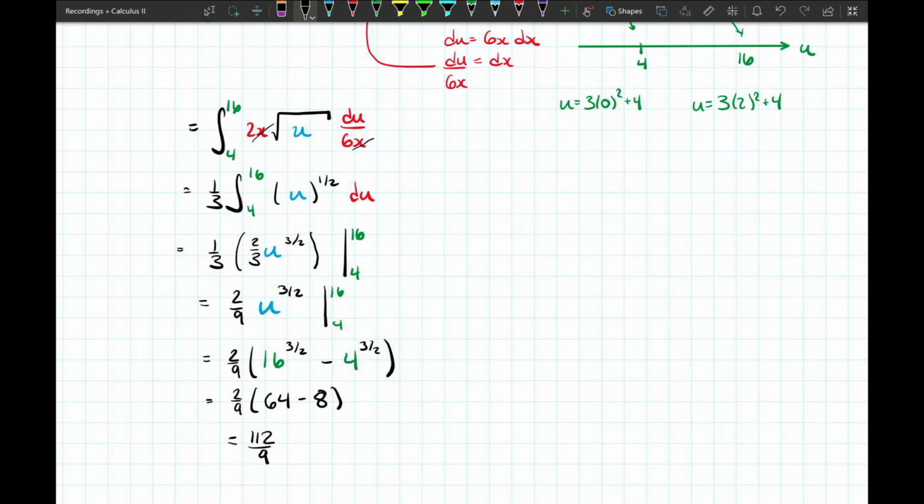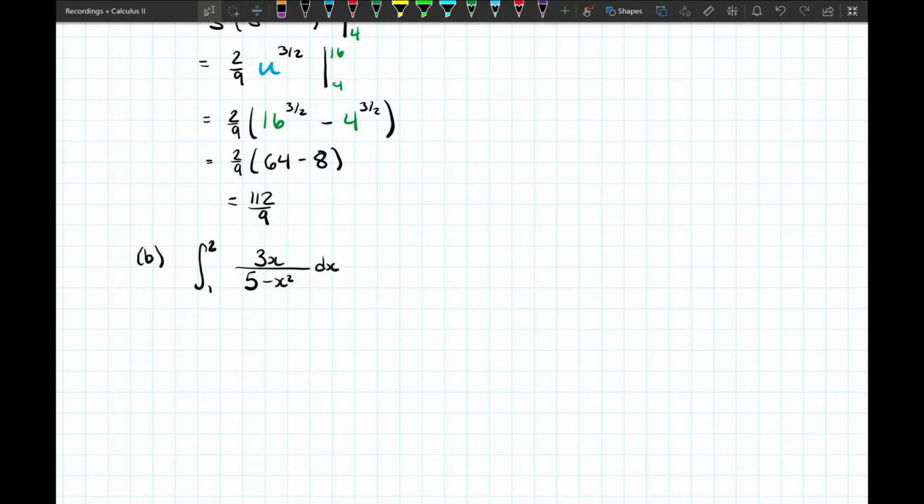Okay, well, let's try one more example. This one might be a little bit more challenging to try to decipher what our substitution should be. But once again, try to think of a function inside of a function. Make sure that when you choose that inside function, hopefully its derivative shows up as a factor somewhere. You may have to visualize this one a little differently.